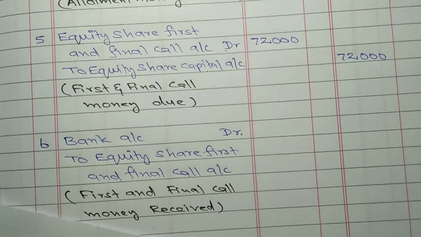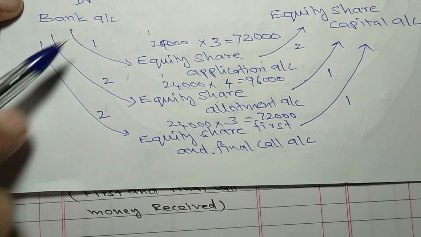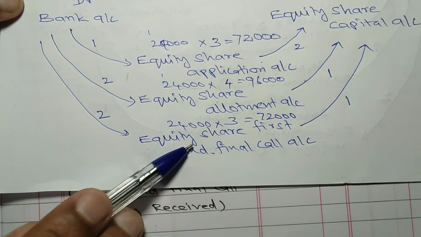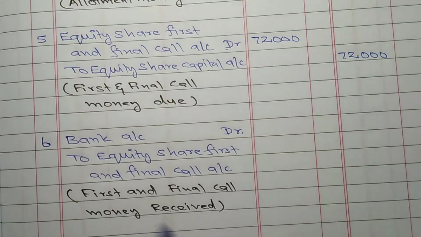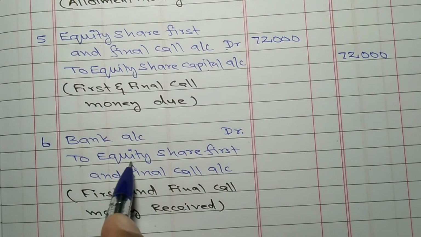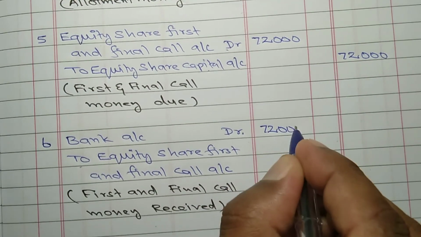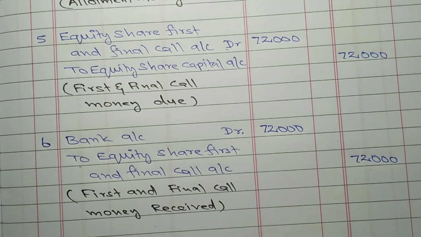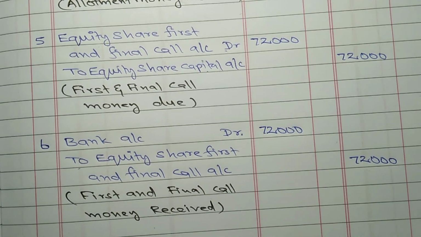Then you should receive the amount. For receiving, bank account debtor to equity share first and final call account. Same 72,000. Debit 72,000, credit 72,000. When you practice again and again, you can finish this one within 2 minutes. 2 minutes is enough to finish these sums.